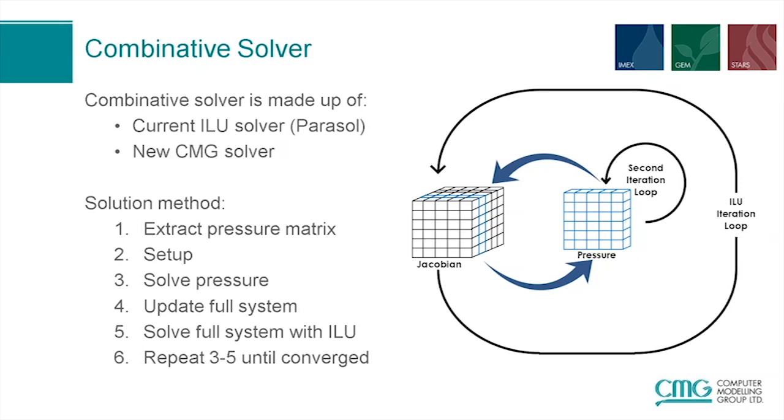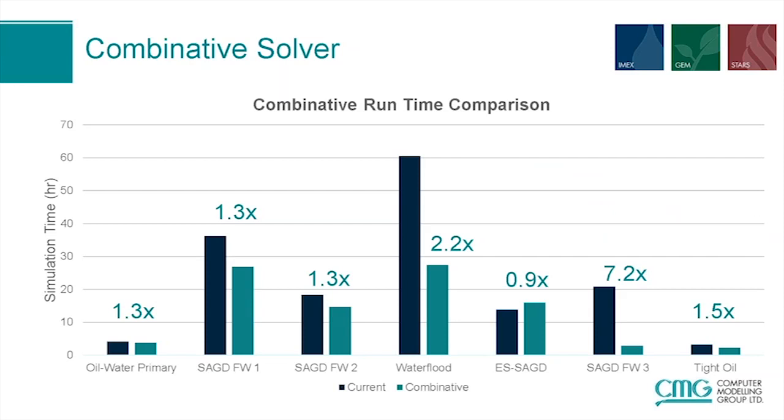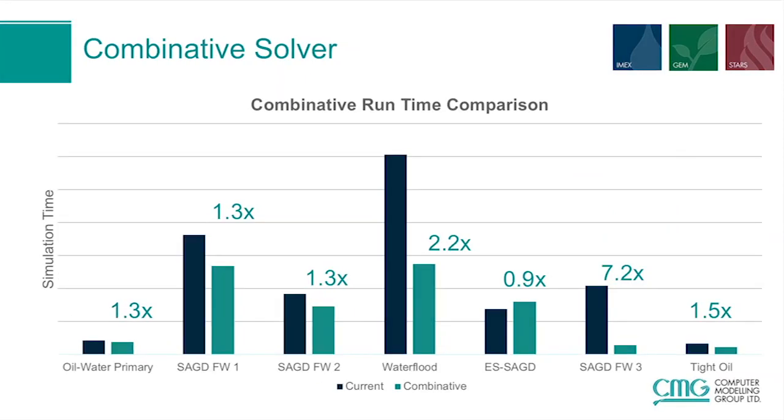So how does this look with actual data? Our combinative solver works extremely well in dual continuum models, so tight oil, unconventional oil and gas, or in processes with a rapidly moving pressure front, such as waterflood or SAGD or steamflood that has mobile water. All right, so looking at the first three cases on the left here, we see a modest increase of around 1.3 times in our speedup. For the waterflood case, we saw a really great improvement, reducing the runtime by less than half.